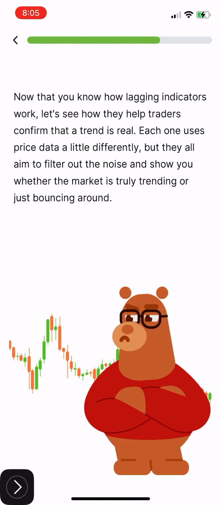Now that you know how lagging indicators work, let's see how they help traders confirm that a trend is real. Each one uses price data a little differently, but they all aim to filter out the noise and show you whether the market is truly trending or just bouncing around.